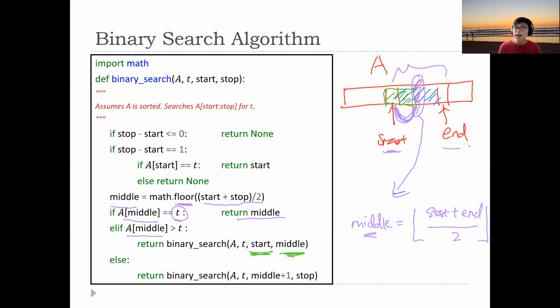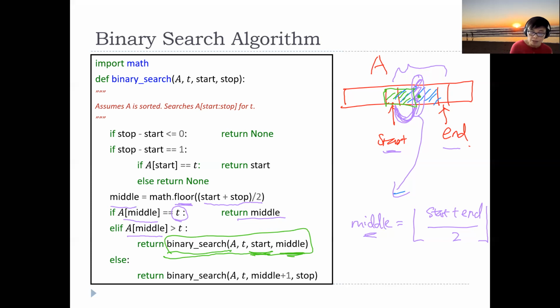I can do this by calling the same function recursively. If the number I'm looking for is smaller than what's here, then I recursively search for this element in this green portion, the green subarray, the left portion of the current one.